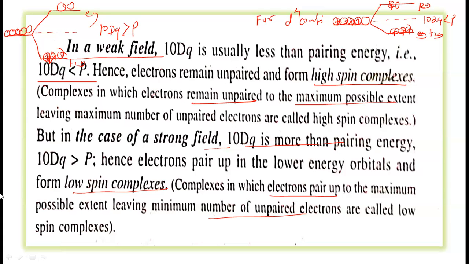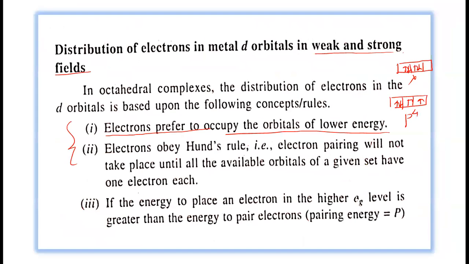The first 2 rules are very common. Electrons prefer to occupy the orbitals of the lower energy level. Of course, the electrons will enter the lower energy level. Then electrons obey Hund's rule. Each orbital should be occupied by a single unpaired electron. Then the pairing will start. These two rules are the common rules.